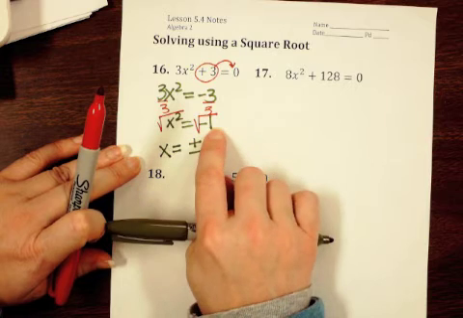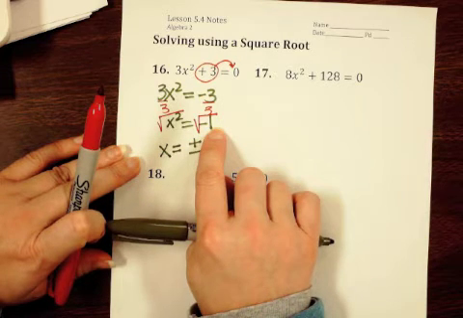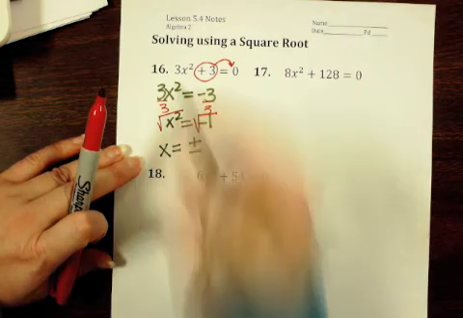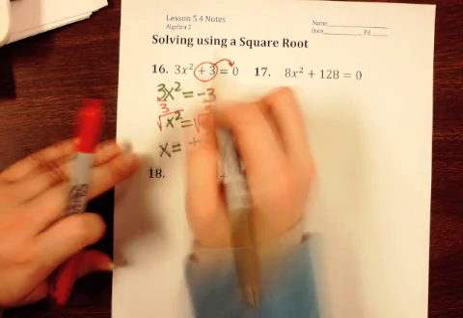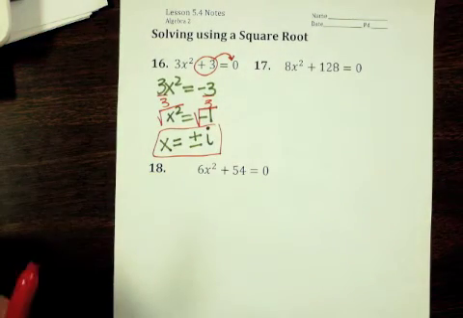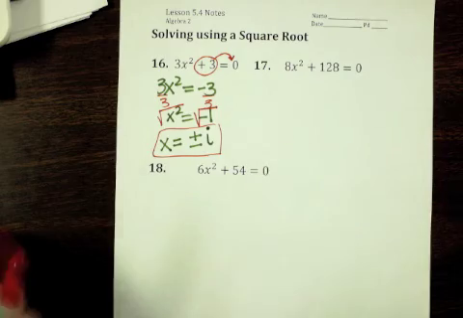And what is the square root of negative 1? Think real hard for me. We learned it at the very beginning of our lesson. The square root of negative 1 is i. So the answer to number 16 is x equals plus or minus i. Let's look at number 17.